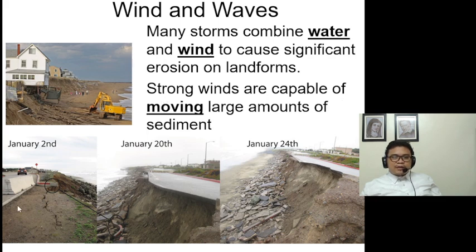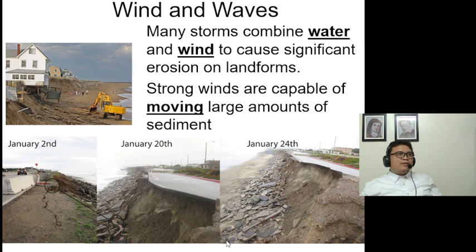Here is an example of scenery from a certain place on our planet. For example, this is from January 2nd. When a storm hit their area, it eventually degraded all the land masses on this side of the road, which eventually collapsed from January 2nd to January 24th.